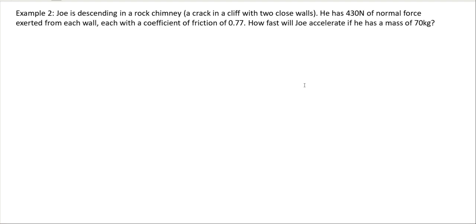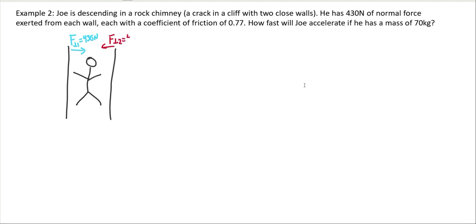Let's draw it out. Here is our rock chimney. It has two walls, and Joe is in between them. Now, if I look at what's happening with Joe, Joe has 430 newtons of normal force from wall 1, and he has 430 newtons of normal force from wall 2. But all of our rock climbing occurs on Earth, so he also has a force of gravity.